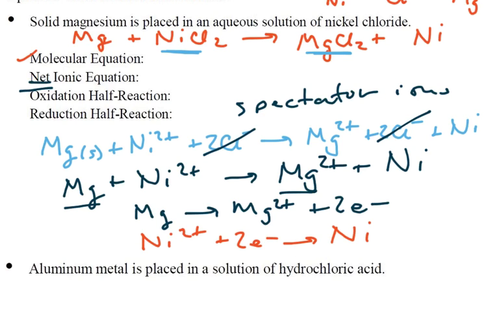Now oxidation, we said losing electrons is oxidation. So the electrons on the right side of the arrow, that's a good indication that that's oxidation. And reduction, the electron is on the left side of the arrow, which means the nickel ions are gaining those negative electrons to become neutral nickel.